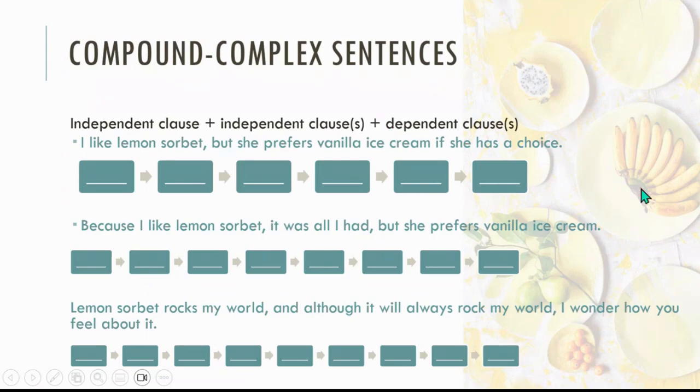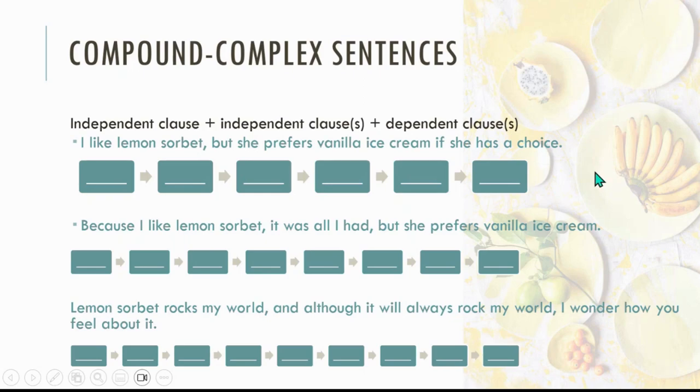All right, so to finish up our sentence structure discussion, we'll talk about compound complex. So now we're joining compound, which is at least two independent clauses, and complex, at least one dependent clause. So independent clause plus independent clauses plus dependent clauses. Sentences really can go on for a while and still be grammatically correct, but they could also be hard to follow. So try to put a limit on it.